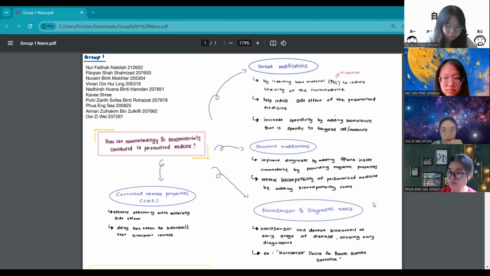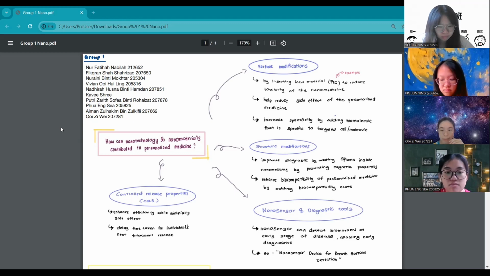And third is due to its controlled release property, which is also known as CRS. It can enhance the efficacy while minimizing the side effects. It also delays the time taken for the individual for the next treatment release. And lastly, it can act as a biosensor and diagnostic tool. For example, a nanosensor can detect biomarkers of early stage disease, allowing early diagnosis. For example, a nanosensor device for breath acetone detection. So next I will be passing to Jessie.